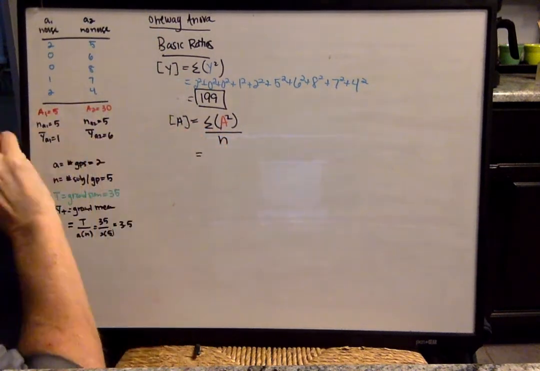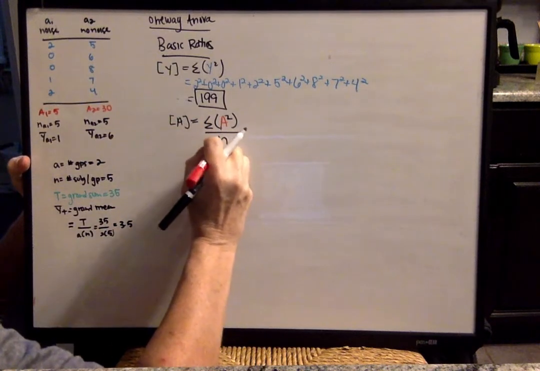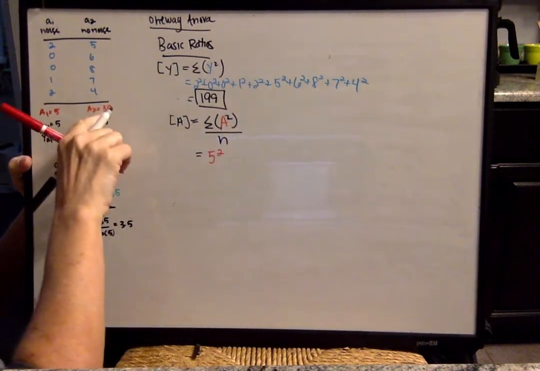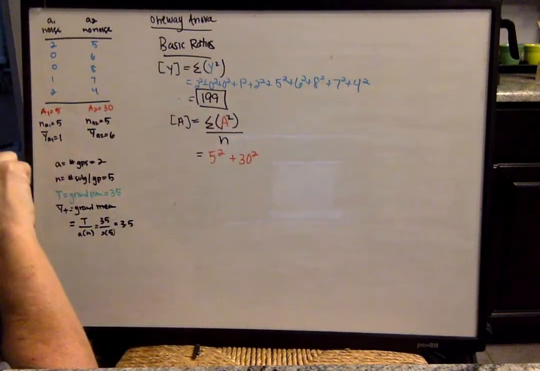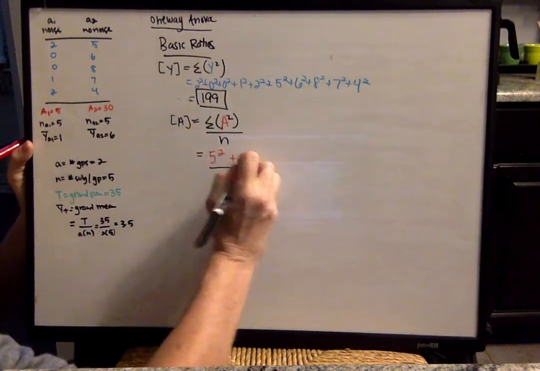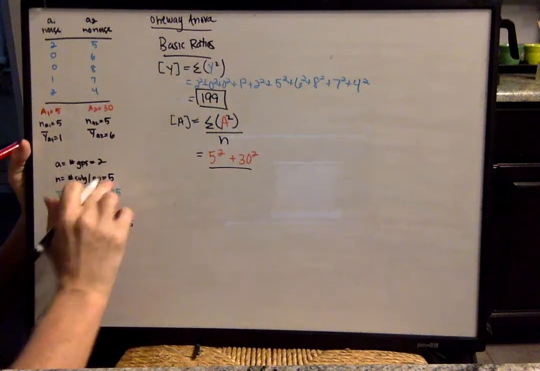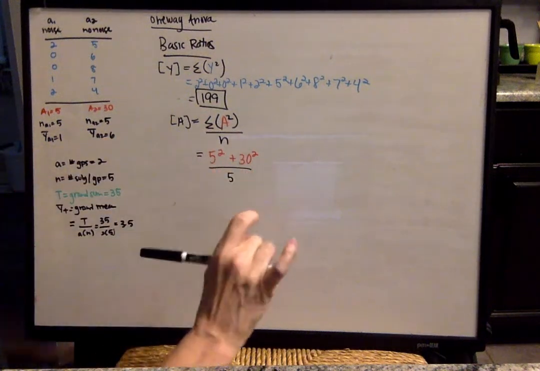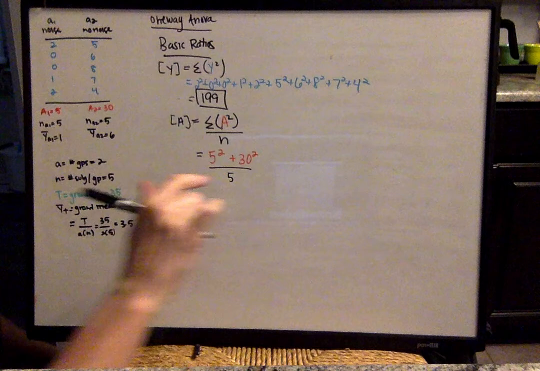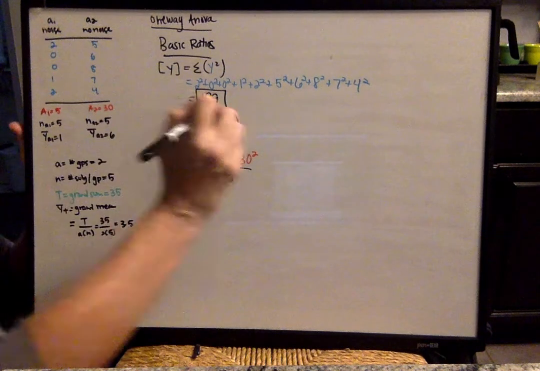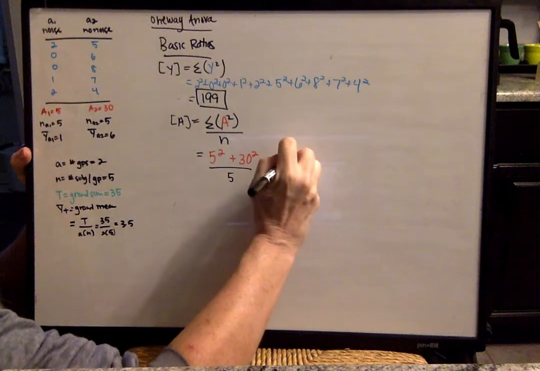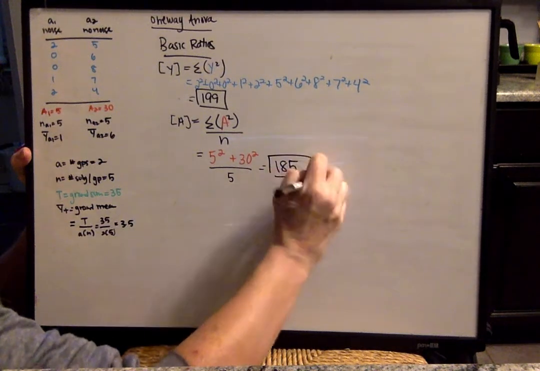All right, so our first column sum is 5. We're going to square that. Our next column sum is 30. We're going to square that. And then we're going to divide by n, which is 5. So we've got 5 squared plus 30 squared divided by 5, and this equals 185.